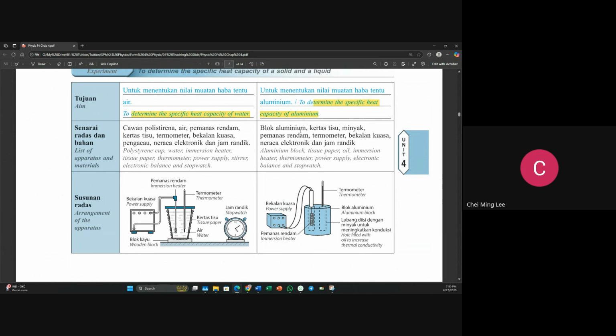Okay, so jot down this one and these two. Do it according to the table. No need to use this one. Just this, and this. Just make it a table.